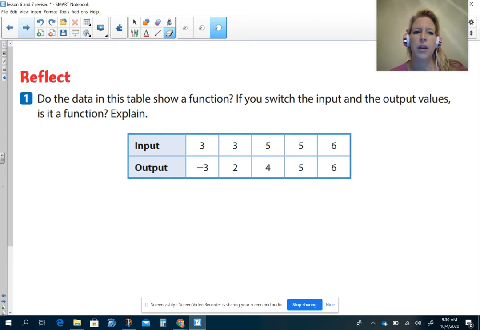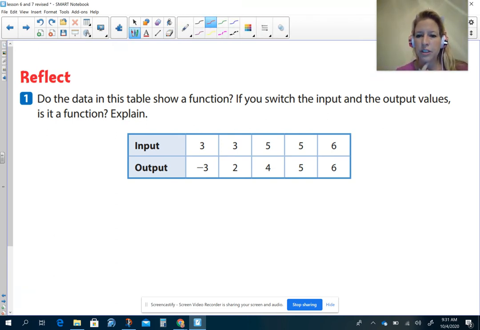So let's reflect. Pause my video and answer this question. Does the data in this table show a function? If you switch the input and the output values, is it a function? Explain. So pause my video, write this in your workbook, and then we'll go over it. And go. Okay, let's see how you did.